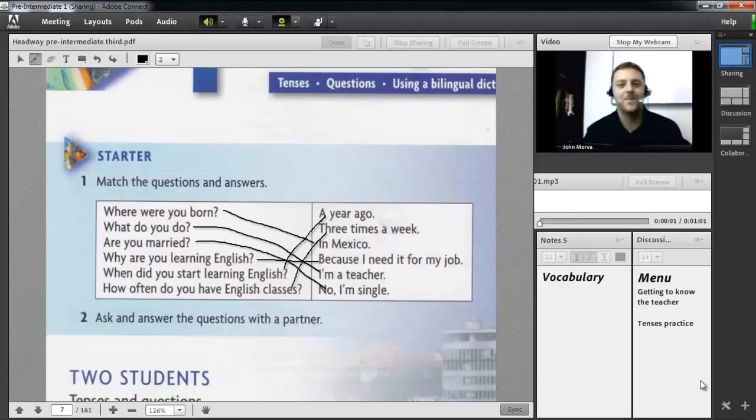Well done! As you can see, the answers are: where were you born? Matches with in Mexico. What do you do? Matches with I'm a teacher. Are you married? Matches with no, I'm single. Why are you learning English? Matches with because I need it for my job. When did you start learning English? Matches with a year ago. And how often do you have English classes? Matches with 3 times a week.